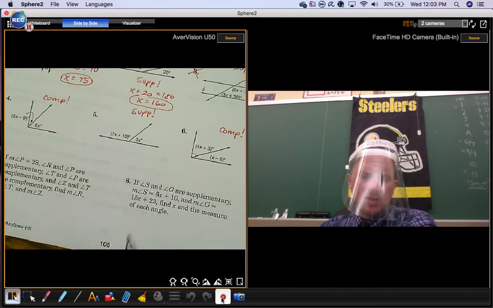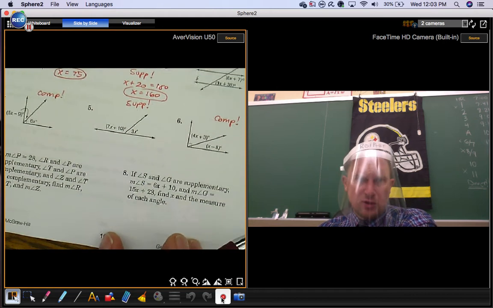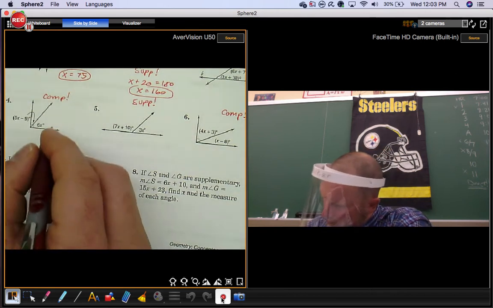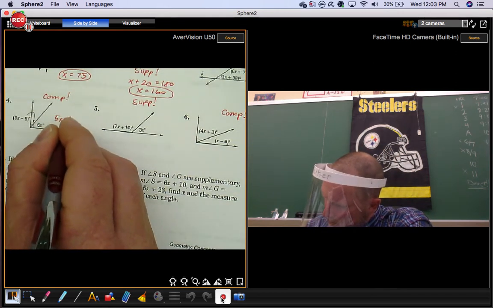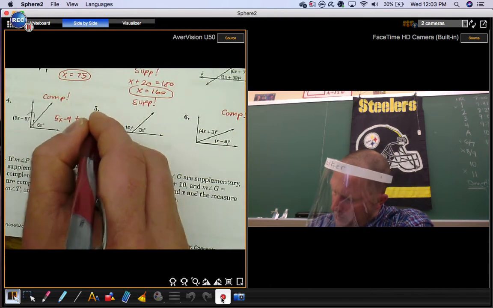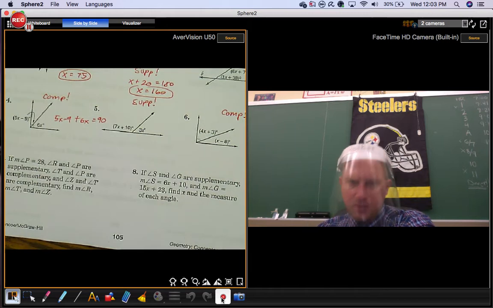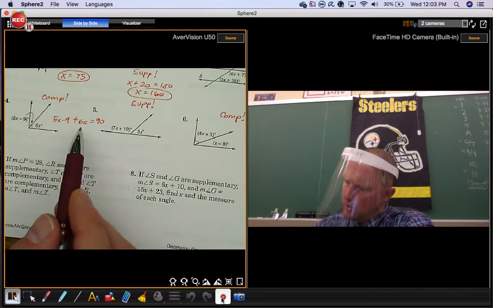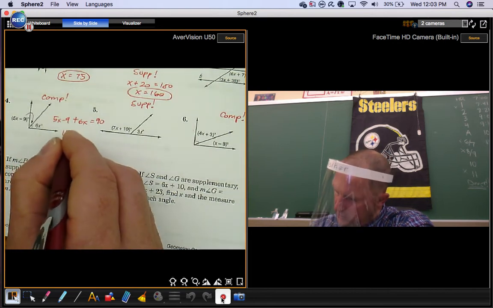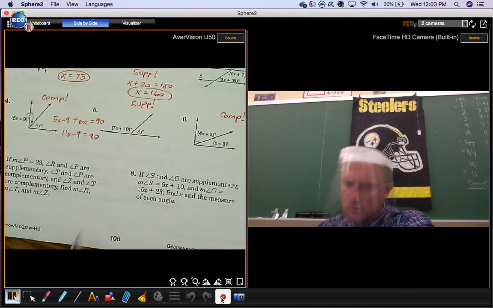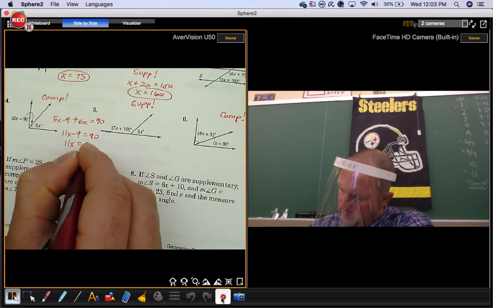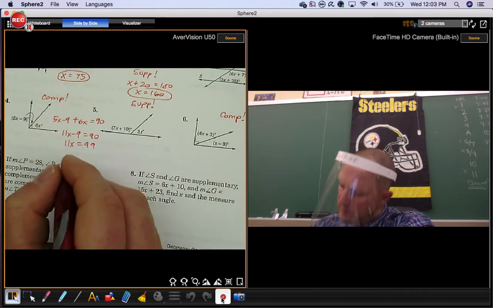4, 5, and 6, the algebra is a little bit messier, but the concept's the same. 5x minus 9 and 6x. Those are your little angles, and we know they add up to 90. Combine your like terms, positive 5x, positive 6x. Add 9 to both sides. Divide by 11.